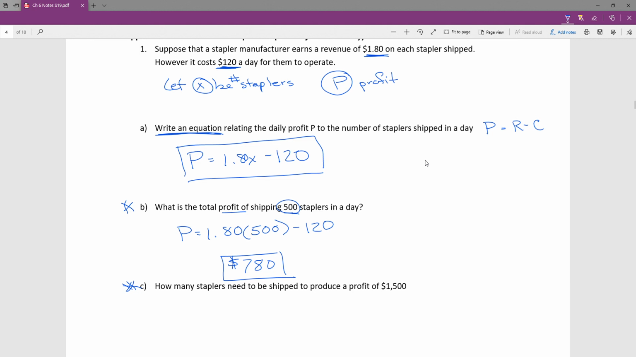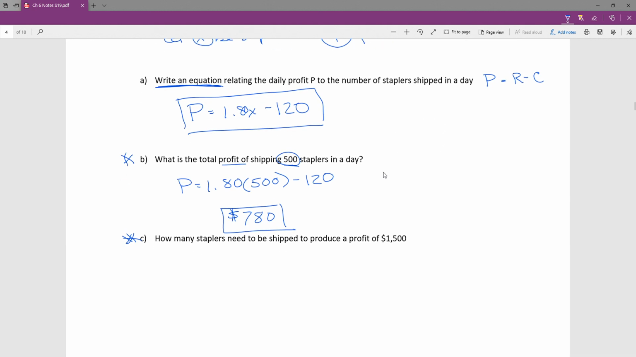I don't know who you're selling 500 staplers to, but good for you, because you're going to make some money that day. The next part of this is still dealing with this same equation. I'm just going to scroll a little bit so you can see this one. This one says, oh no, your rent is due, or you need to pay your mortgage or something, and you need to get $1,500 worth of cash somehow. So that would be your profit. It says, how many staplers would you need to sell in order to make that much money?